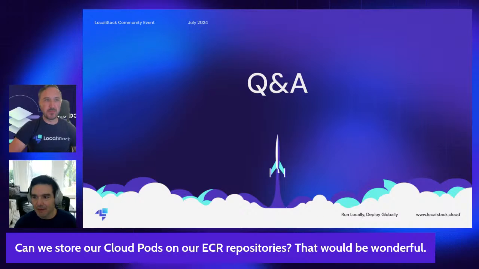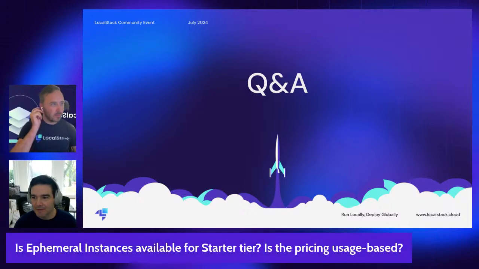Okay, sounds great. Are ephemeral instances available for the starter tier, and is the pricing usage based? Yes, it's available for starter teams and enterprise level accounts, and it's usage based. So you get a certain amount of credits per month depending on the tier you signed up to. That's why we allow you to specify how long you would like the instance to run for, so you consume them in the most effective way for your use case.